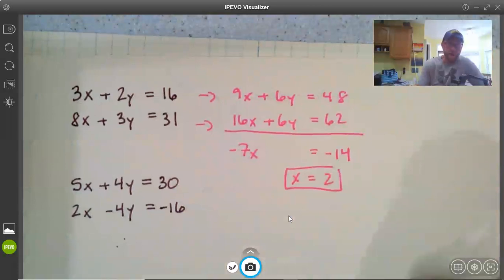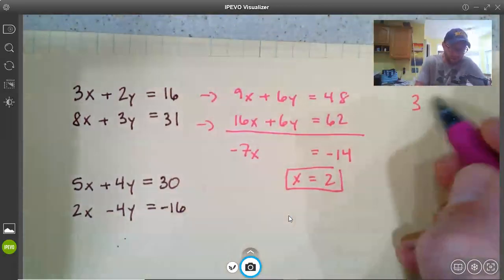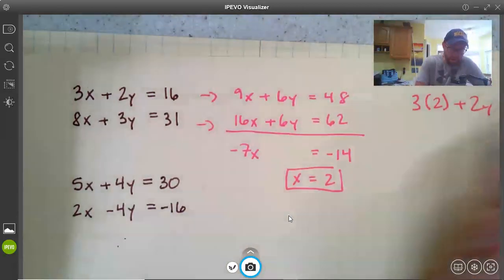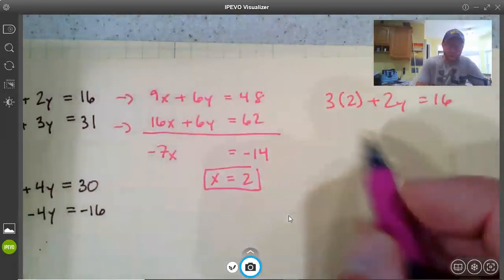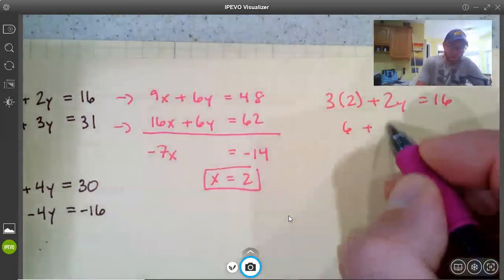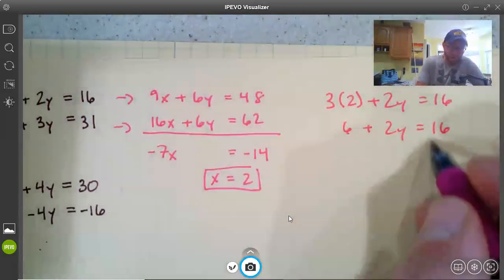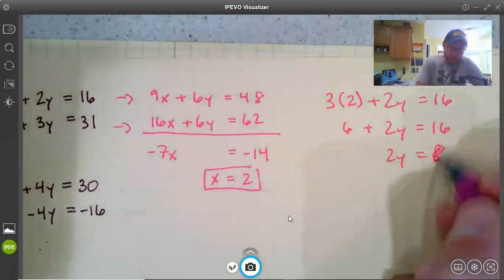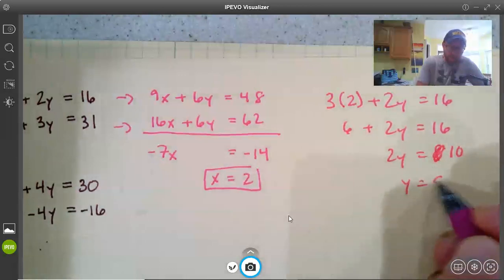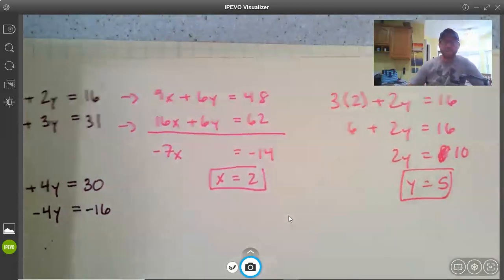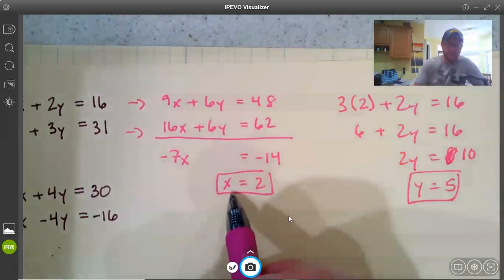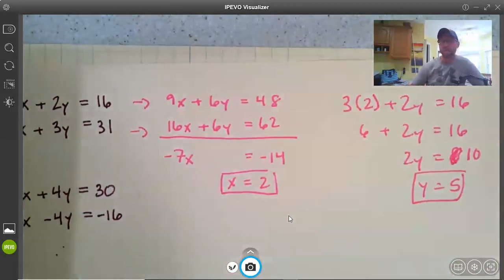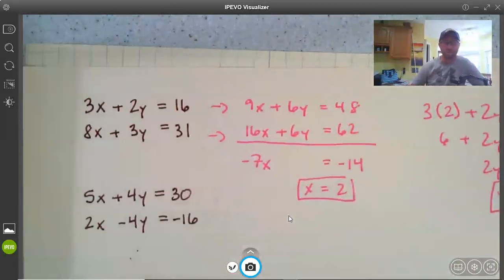Now I just have to go back into the equation, either one, it doesn't matter, and substitute 2 for x. All right, and I'll see what the y works out to. So 3 times 2 is 6, 2y, 16, I'll take away 6 from each side. 2y is 10, and so y is equal to 5. So now I know that if I plug in x equals 2 and y equals 5 into both these equations, I'll get a true statement. Let's just check real quick.